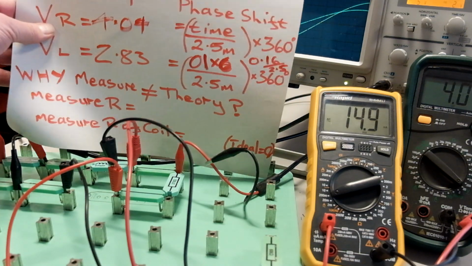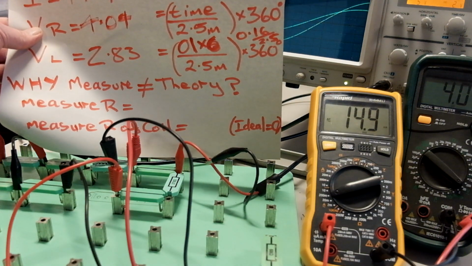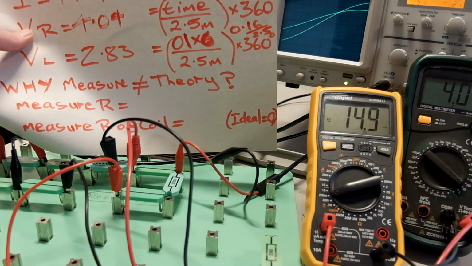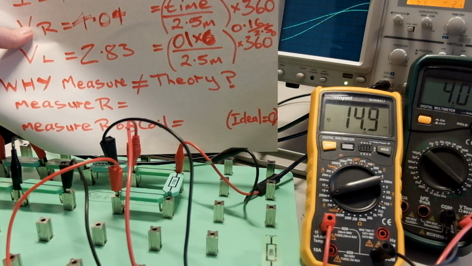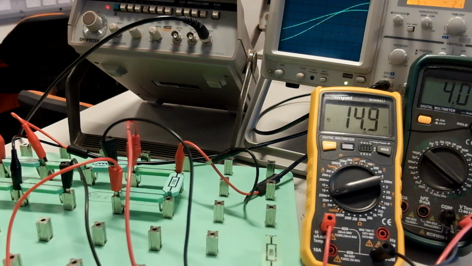So we need to do this calculation for the phase shift. We take the time, which is 0.16 from the oscilloscope screen, and we divide it by 2.5 and multiply by 360. So we've got 0.16 divided by the 2.5 millisecond cycle time, and then multiply that by 360 degrees. We get a phase angle of 23 degrees on the oscilloscope.